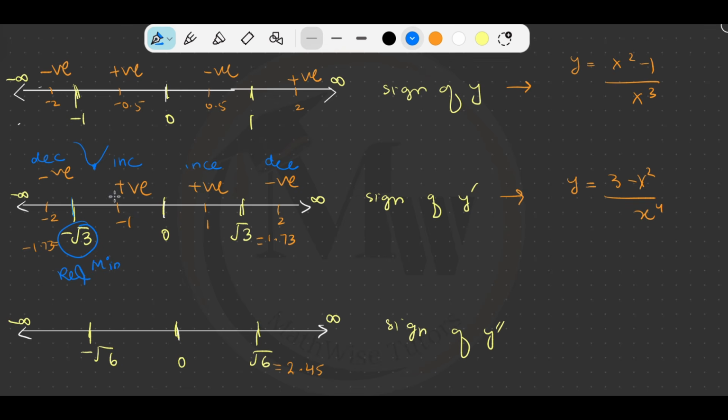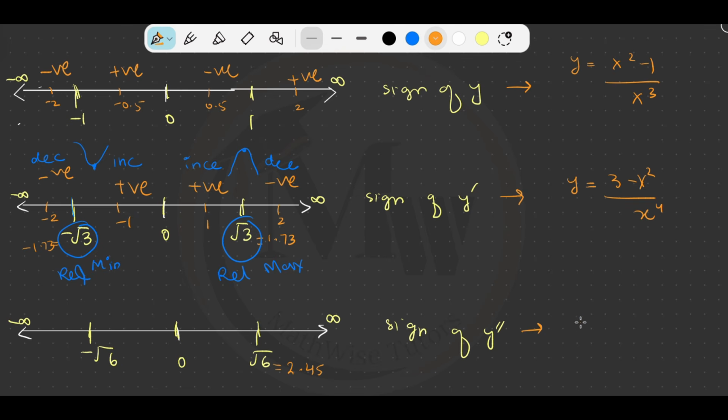Similarly, here the sign is positive to positive, the sign is not changing, so there is no maximum or minimum here. But again, positive to negative, the sign is changing, meaning first increasing then decreasing. So at this point, this is a relative maxima. So by using the first derivative only, we identify two things: decreasing and increasing intervals, and also relative minima and relative maxima. Next, by using the double derivative, what can we identify?